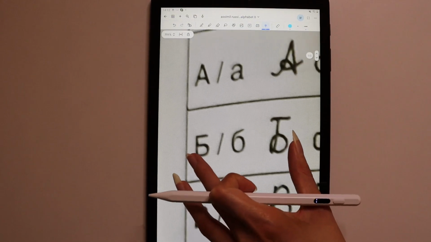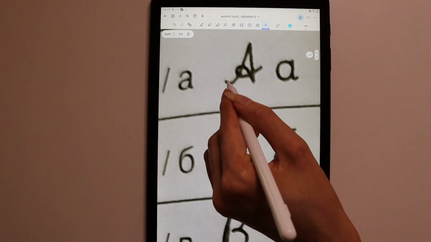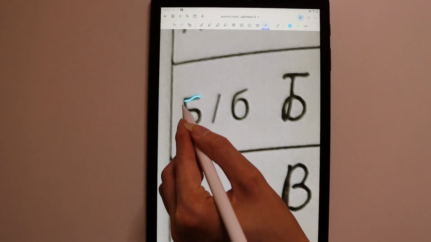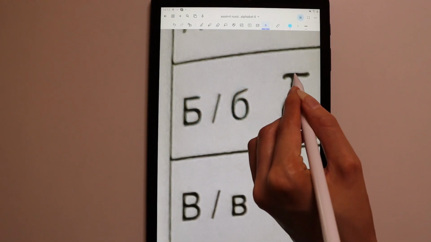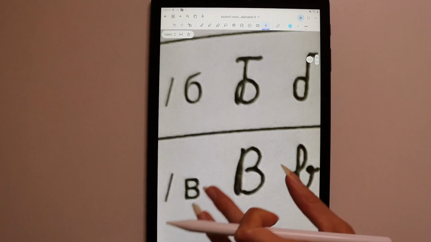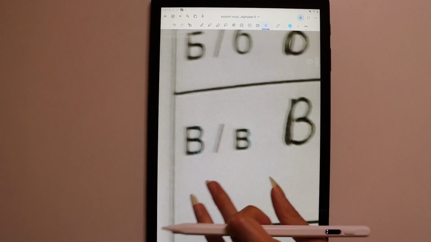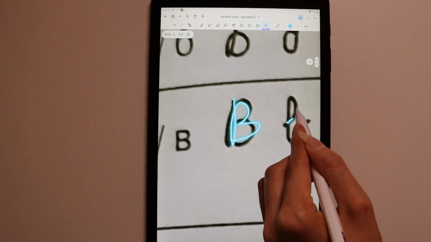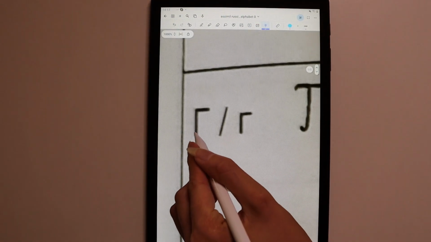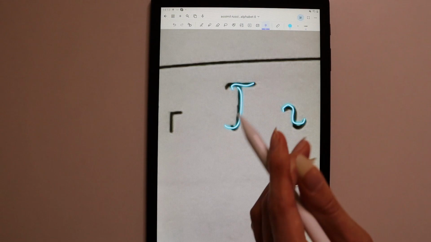So this is the A. This is the B. This is the V. This is the G. A G as in go.